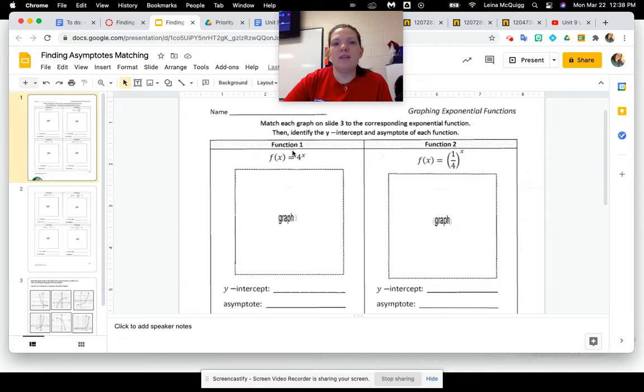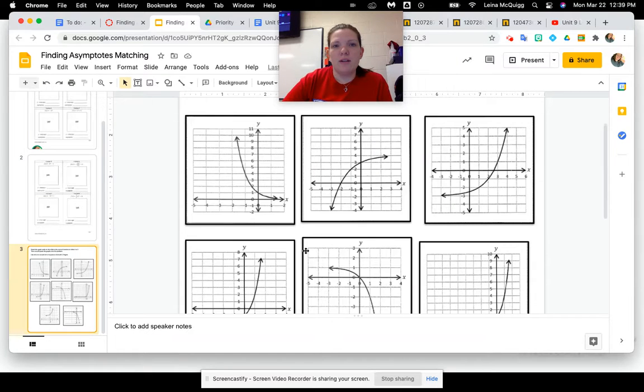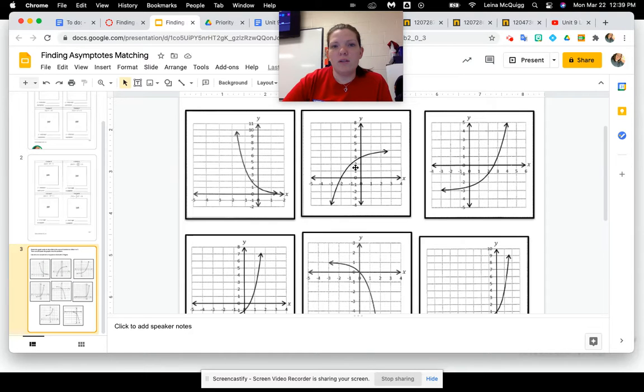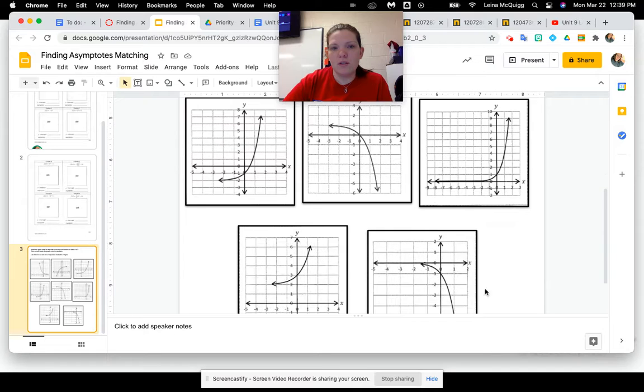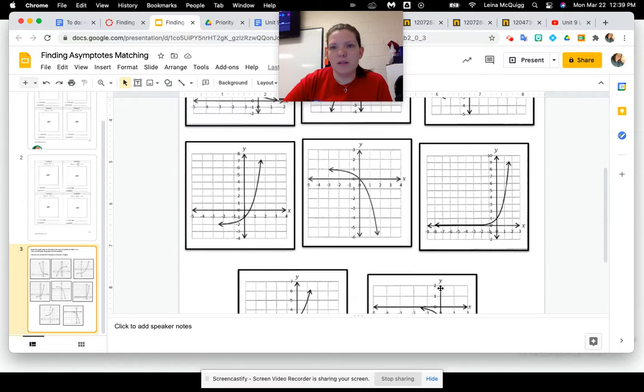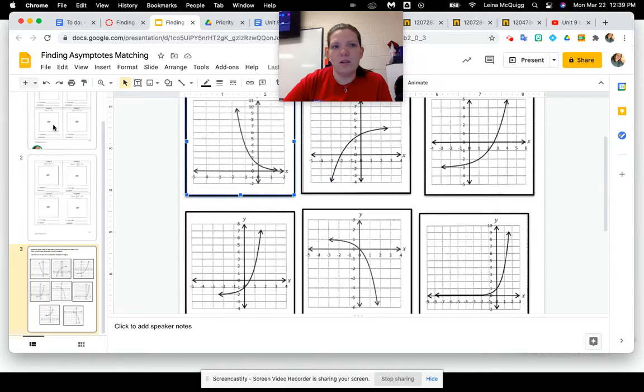Okay, so you have here you want to identify your y-intercept and your asymptote. So your y-intercept is the a value. So here we understand it's a 1. So you're going to look at these graphs down here. Your y-intercept is going to cross at 1. So any of these, that's not it, right? This is not it. This is not it. This is not it. This one crosses at 1. That one's not it. And that one's not it. So you're down to this graph and this graph. So these two graphs, they cross at 1.